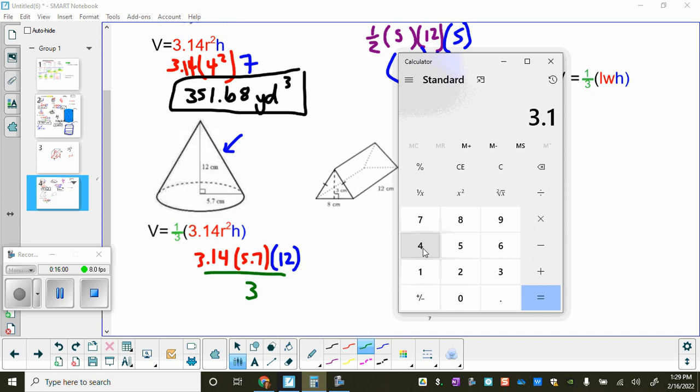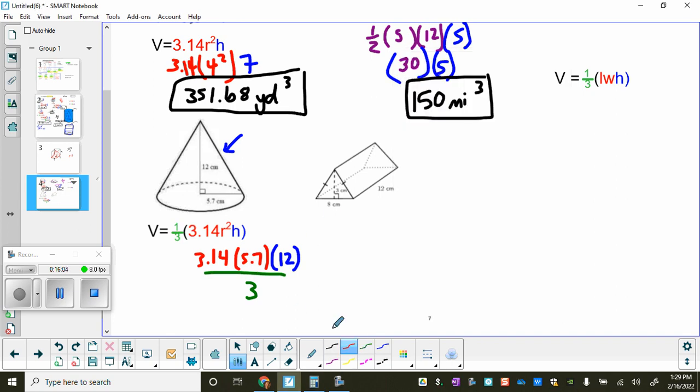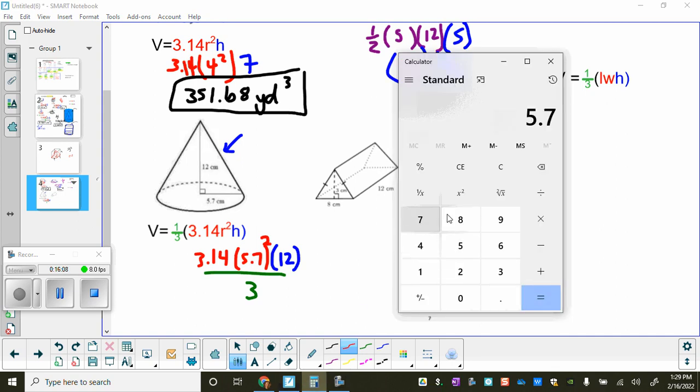So I've got pi times, I got to do 5.7 squared. I forgot about that. There we go. So let me start with 5.7 getting squared. Cool. Now we'll do that times pi. Now I'm going to do times 12. And that would be the whole cylinder of this thing if this were a cylinder. But I'm going to hit divide by 3 now because it's a cone.